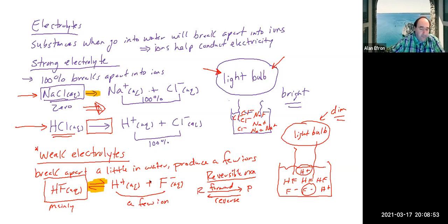Again, it will still break apart into ions. But what you mainly have is that whole thing still staying together. That's different than in a strong electrolyte, where 100% of it breaks apart into ions. Nobody's staying together in the situation of a strong electrolyte.